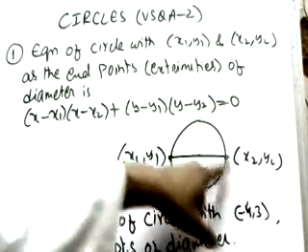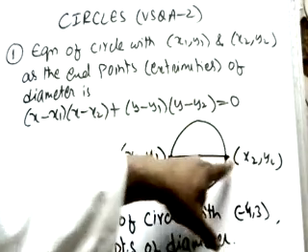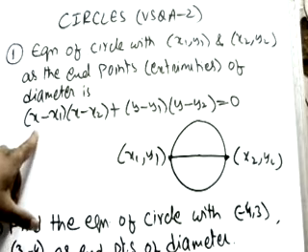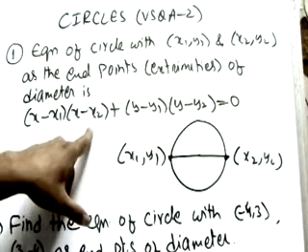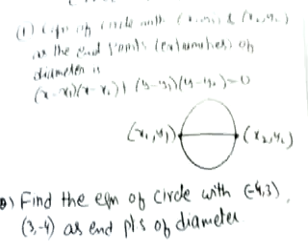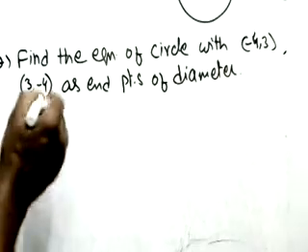So, we can find the equation of circle when endpoints of the diameter, or we can also say extremities of the diameter, are given. When the endpoints of the diameter are given, we can find the equation of circle using the formula x minus x1 into x minus x2 plus y minus y1 into y minus y2. Now see here, let me do one question based on this.